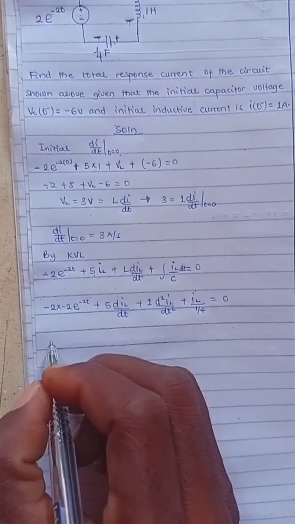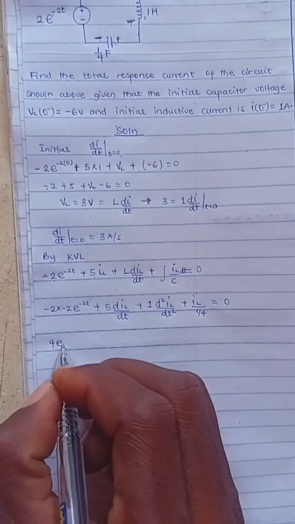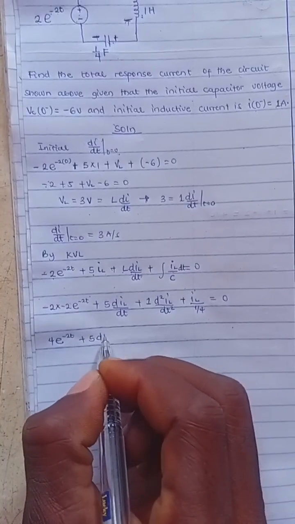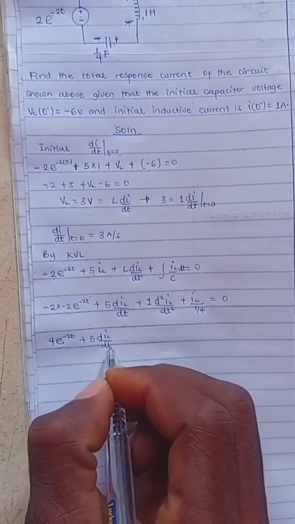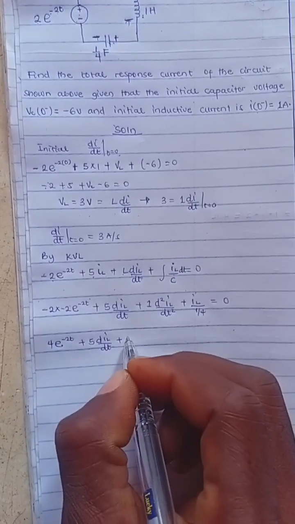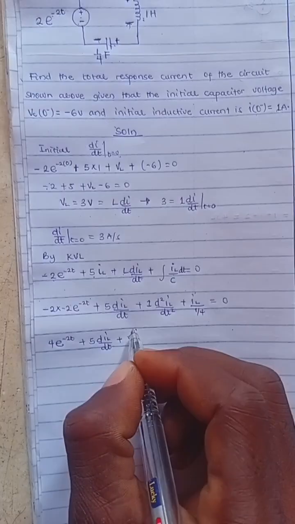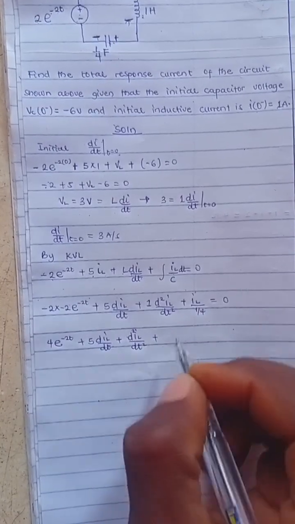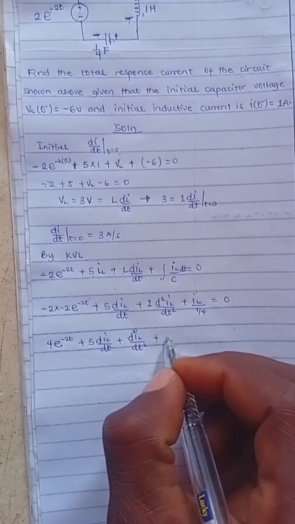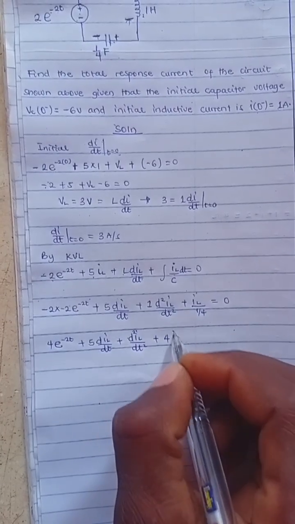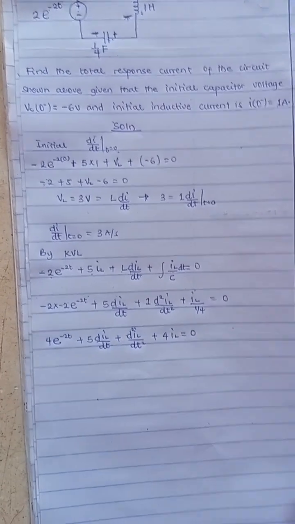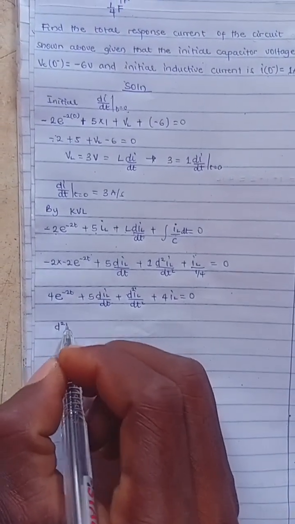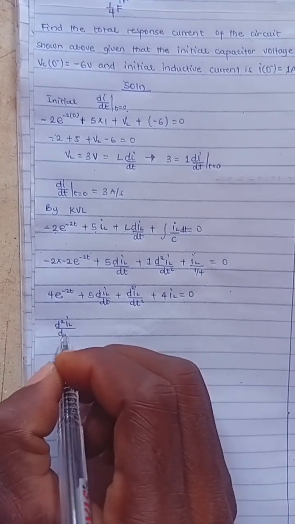So if you clear out this, it is going to give you 4 exponential minus 2t plus 5 derivative of IL with respect to time, and then plus the second derivative of IL with respect to time, then plus IL over 1 over 4, this gives you 4IL. Everything gets to 0. So we want to clear out this differential equation to make it look like a standard form differential equation. So we'll rewrite this.